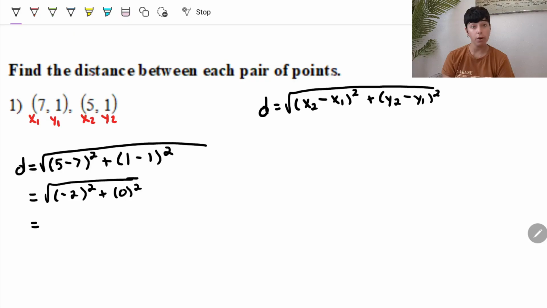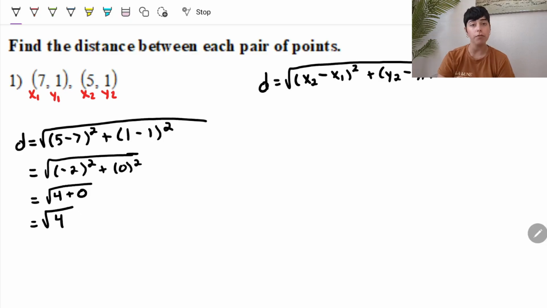From there, we would do our exponents. So negative 2 squared is going to get us 4, and 0 squared is going to get us 0. Then we would multiply or divide, but there's nothing to multiply or divide here. And then lastly, add or subtract. 4 plus 0 is 4.